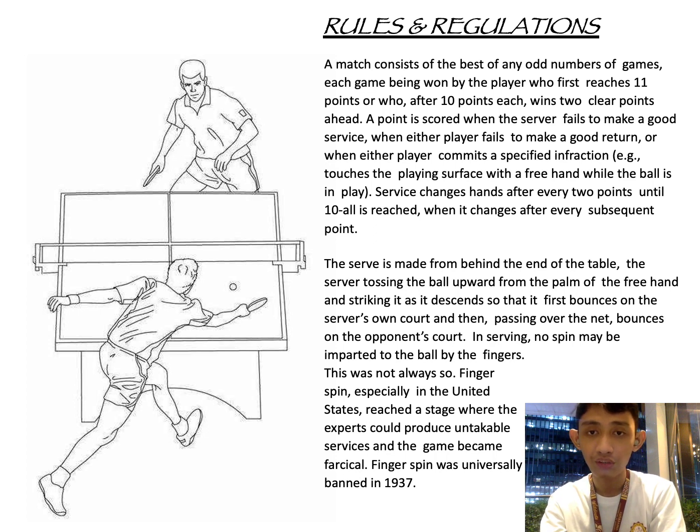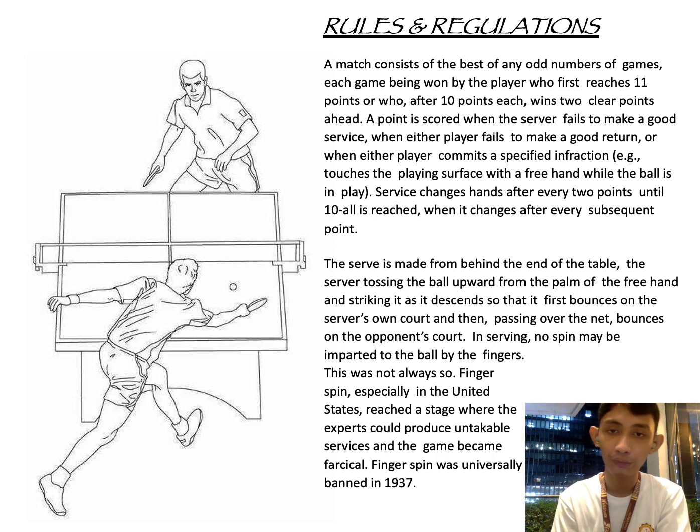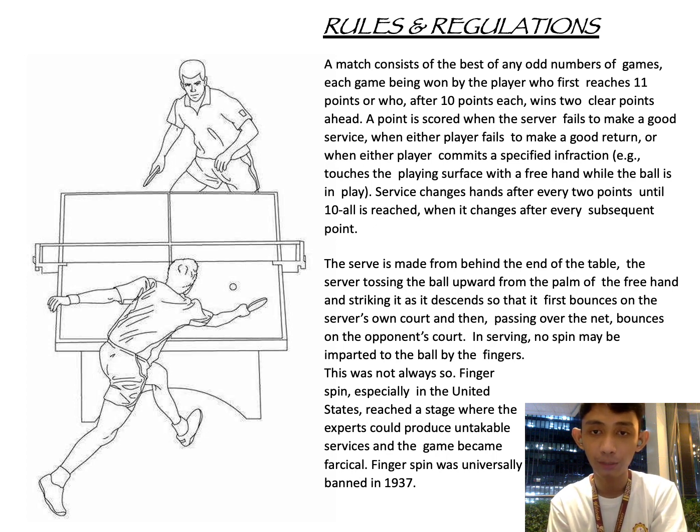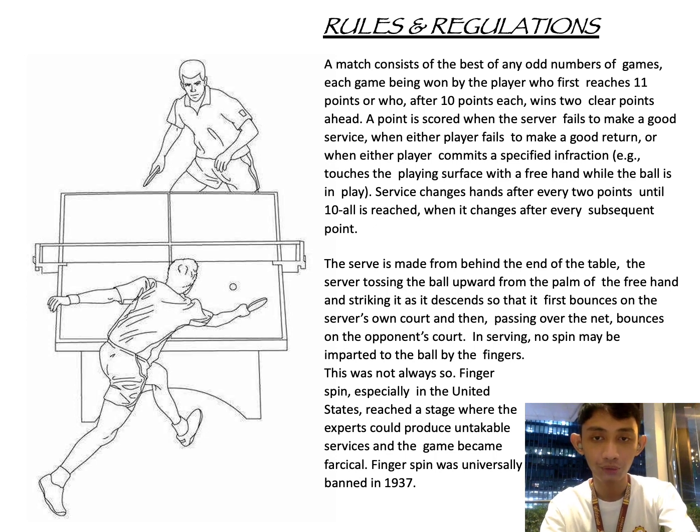Service changes hands after every 2 points until 10 all is reached, when it changes after every subsequent point. The serve is made from behind the end of the table, the server tossing the ball upward from the palm of the free hand and striking it as it descends so that it first bounces on the server's own court and then, passing over the net, bounces on the opponent's court.